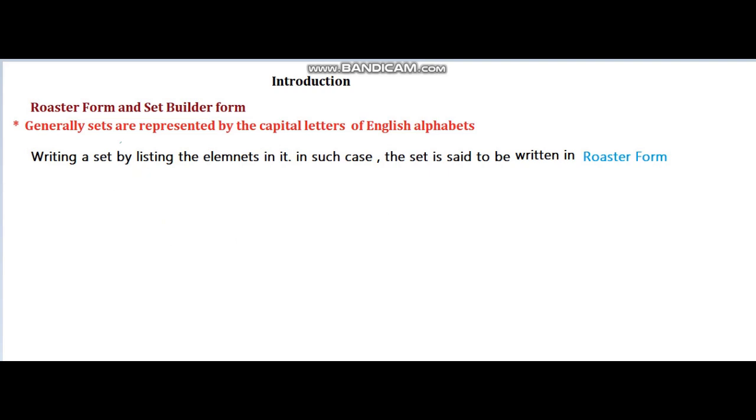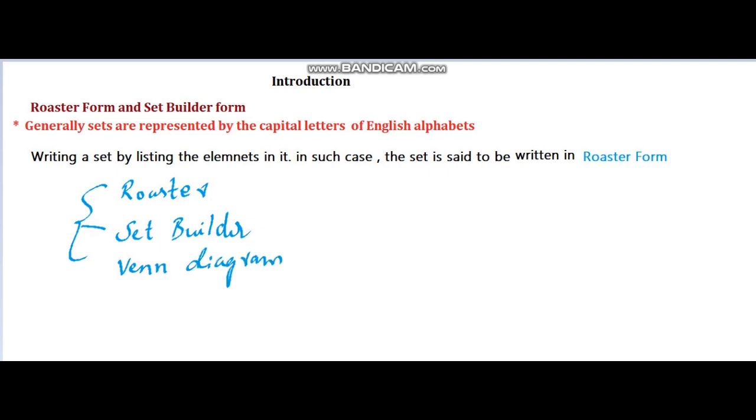So what is roster form? In the last class we discussed that there are three types of representation of sets. One is roster form, another one is set builder form, and one more is Venn diagram. We are going to discuss them one by one. First we are discussing roster form.